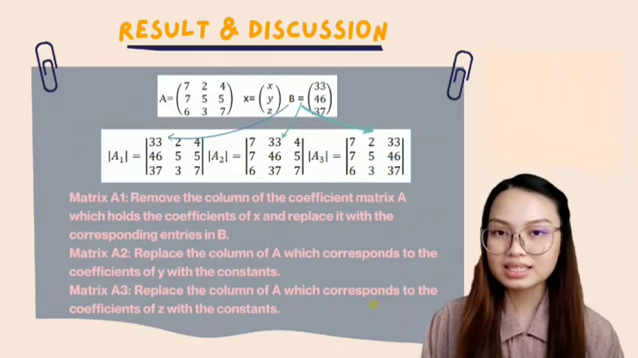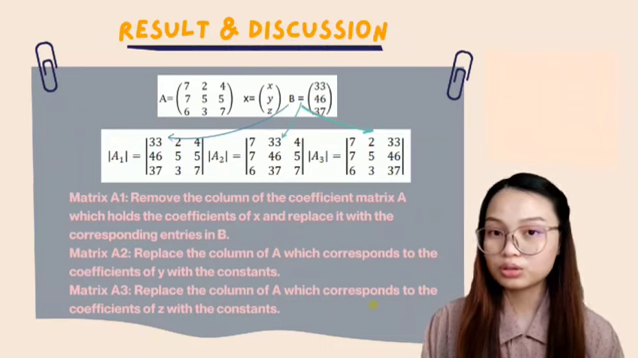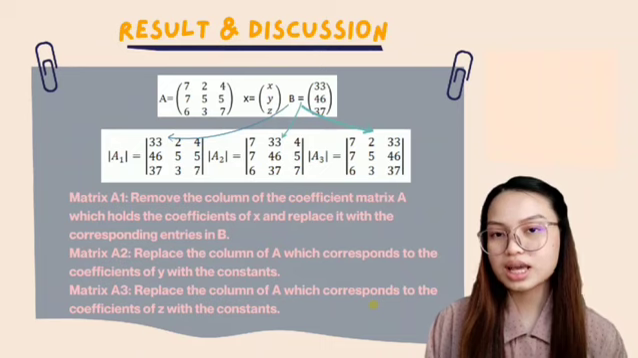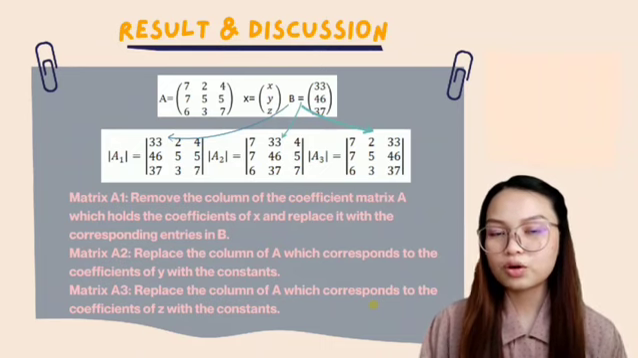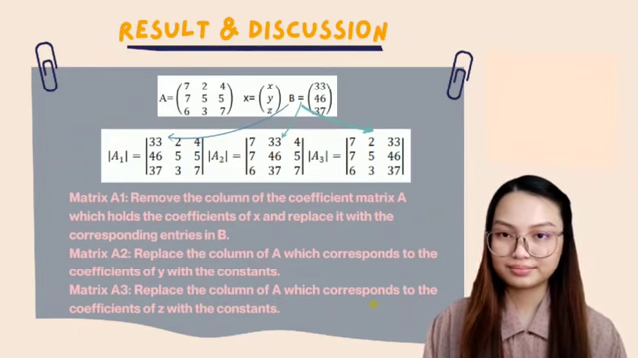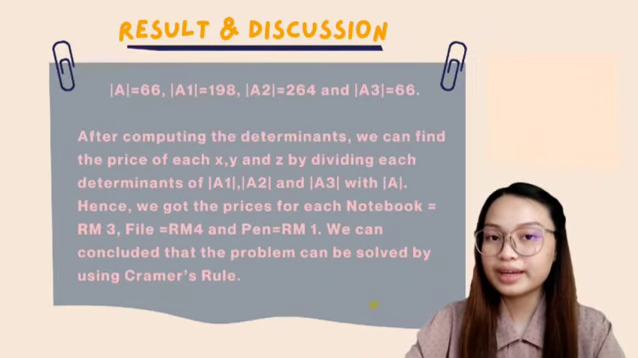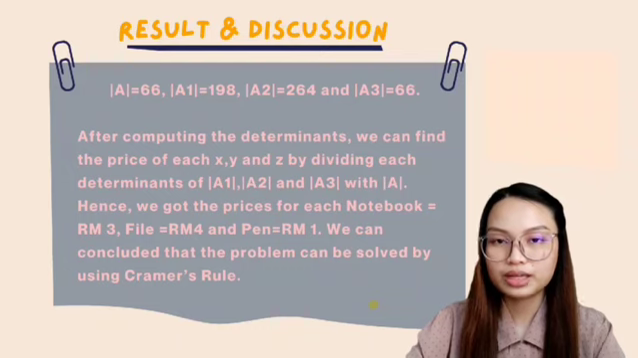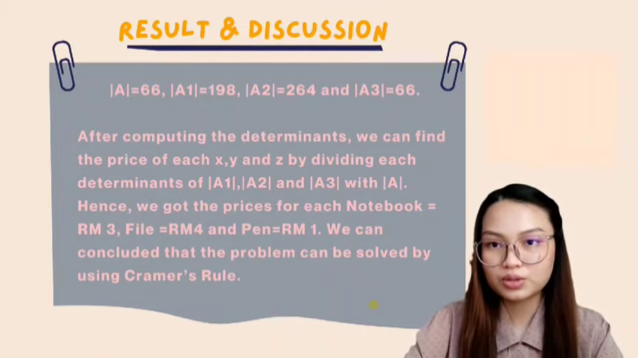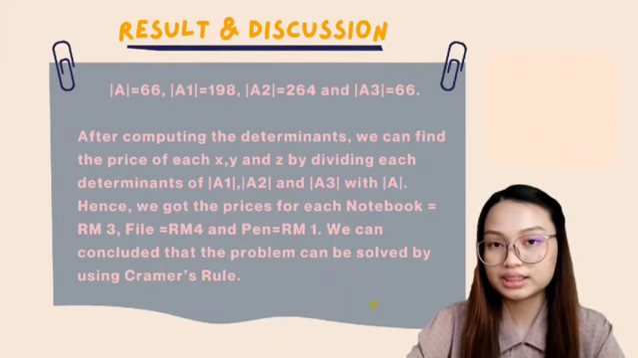Likewise, we replace the column of A which corresponds to the coefficient of y with the constant to form matrix A2. And in order to form matrix A3, we replace the column of A which corresponds to the coefficients of z with the constant. Computing determinants, we get determinant A and determinant A3 equal to 66, determinant A1 equal to 198, and determinant A2 equal to 264.